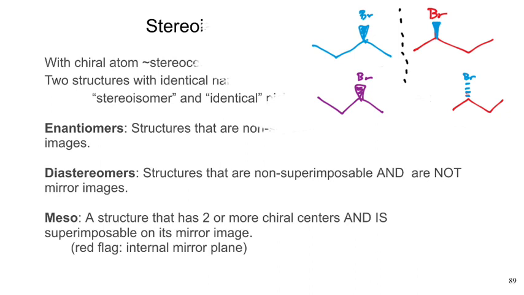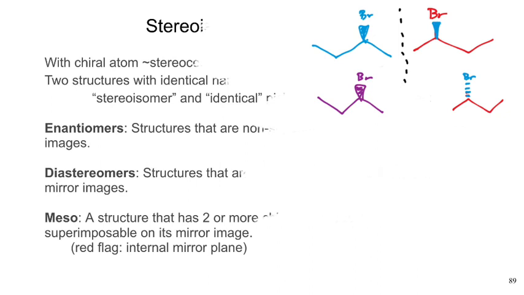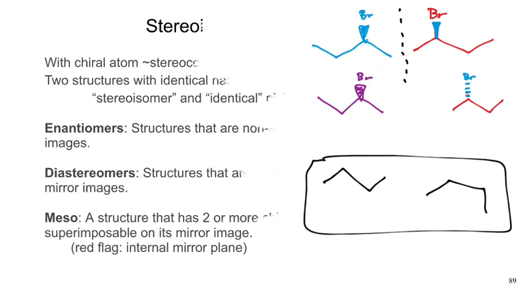The purple one superimposes on the blue one. This one over here superimposes on the blue one. Okay? What does that mean? Superimposes means they're identical. Okay. All parts about them is that they're identical. So if it's mirrored, it can't superimpose, right? For them to be enantiomers, yes.